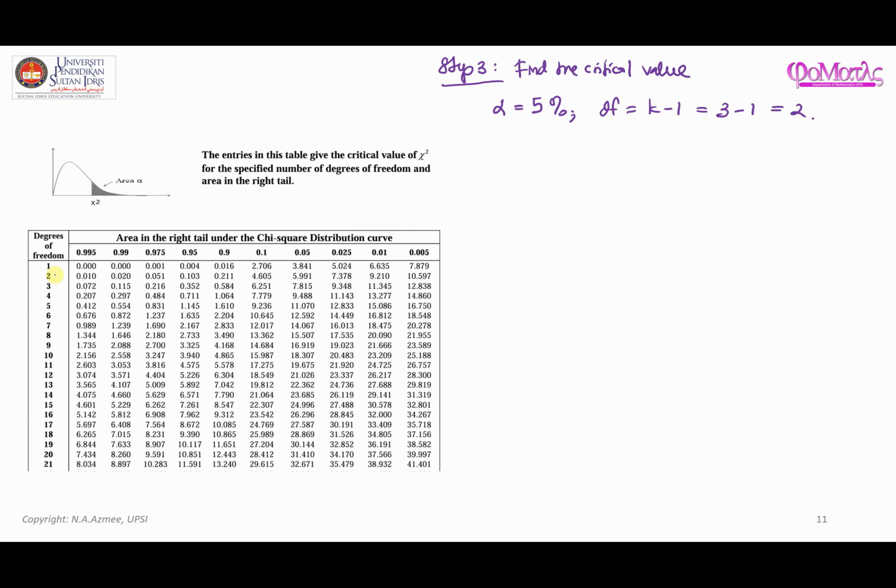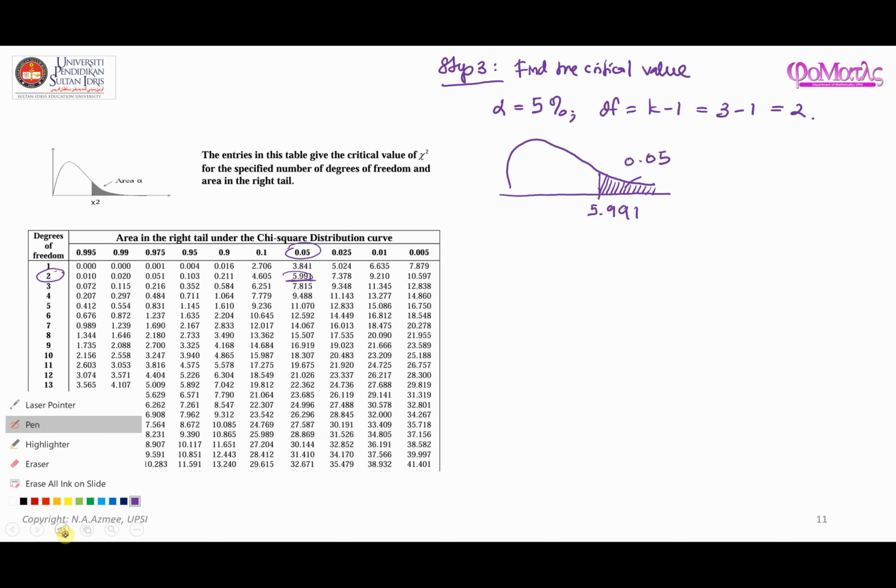Therefore, if you look at degrees of freedom 2 and 0.05 for 5%, the critical value is 5.991. So I can represent it in terms of the graph here. Basically, at this point, 5.991, the area to the right here is 0.05. That is what it means by all these values that you see on the table here.